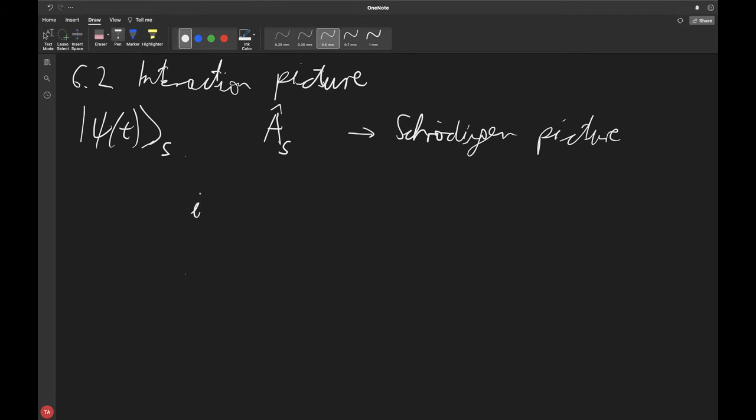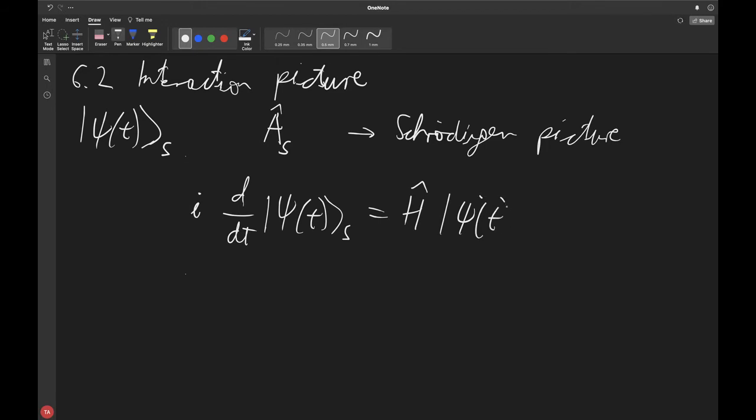And the equation that described the change was the Schrödinger equation. So i times the derivative of the psi state at t, which I am denoting with this extra s index, was described by the Hamiltonian operator acting on this psi state, and I still have the s here.